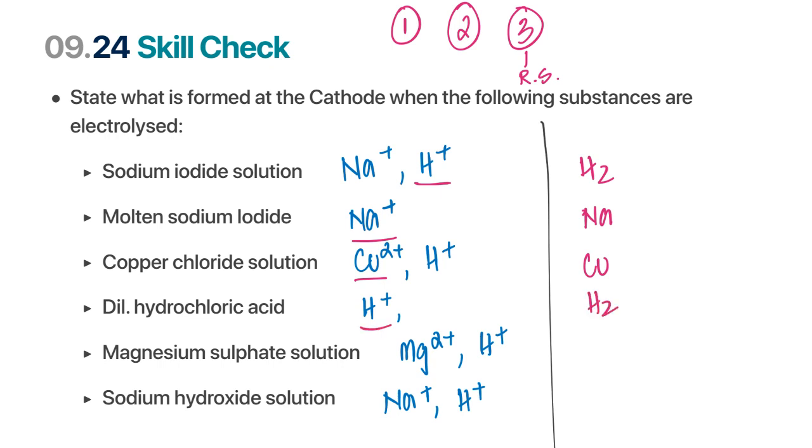Magnesium sulfate solution. Well, where's magnesium? I'm pretty sure magnesium is higher than hydrogen. Oh, so I highlighted the wrong one. Hydrogen will be released. And the last one is again the same as the first one. Hydrogen will react and produce H2. Okay, straightforward. Let's move on.